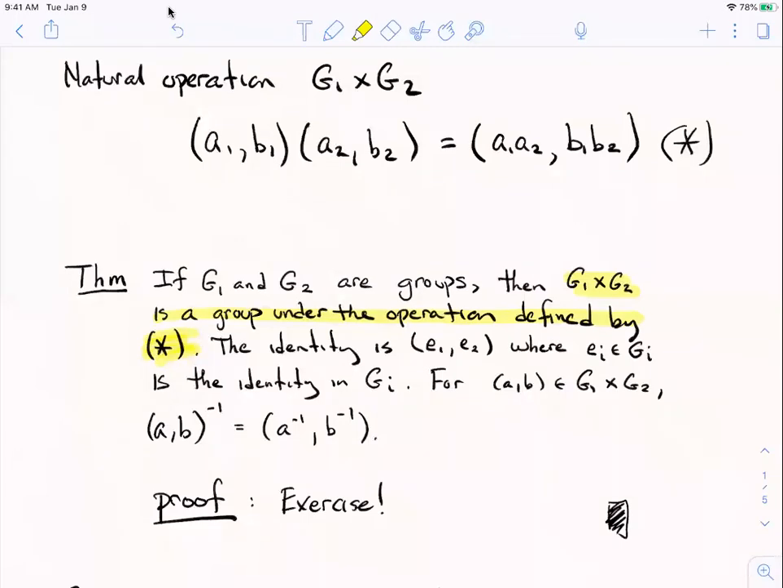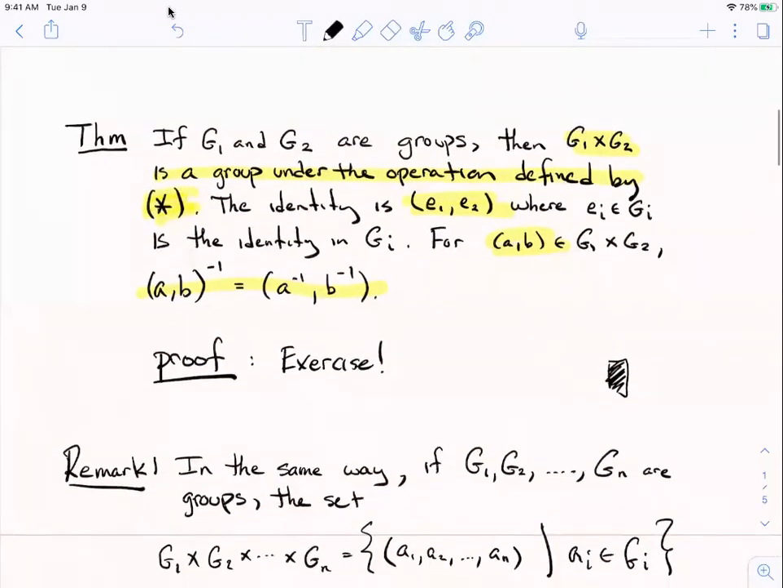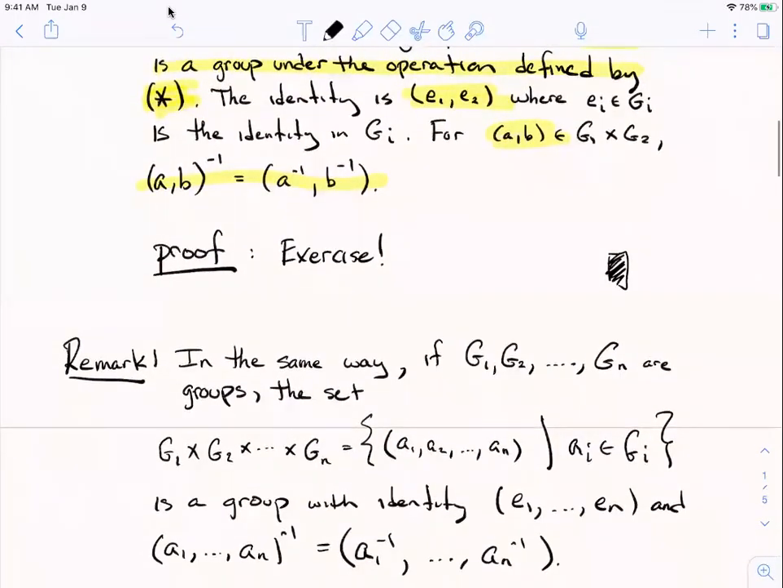And then, well, what would the identity element be? The identity element would be the ordered pair consisting of the two identities. So I'm just writing e1 and e2 to denote the identity in G1 and G2. And then the inverse of an element (a, b) is just the ordered pair of inverses. All right, so that's going to end up being one of your problems to prove in homework 8, that this binary operation makes G1 cross G2 a group. And the proof will go smoothly because G1 and G2 are groups where all of those properties hold.